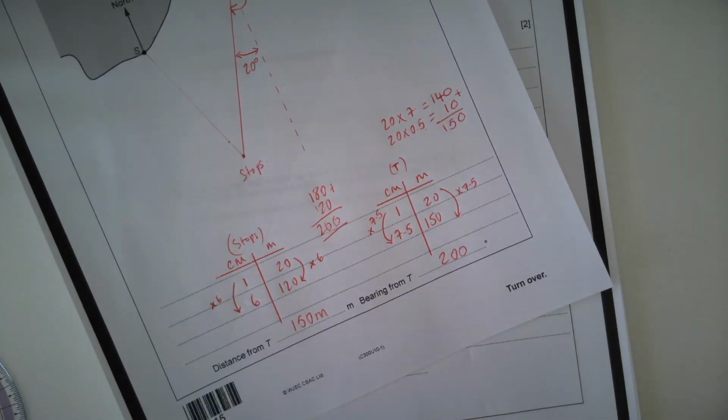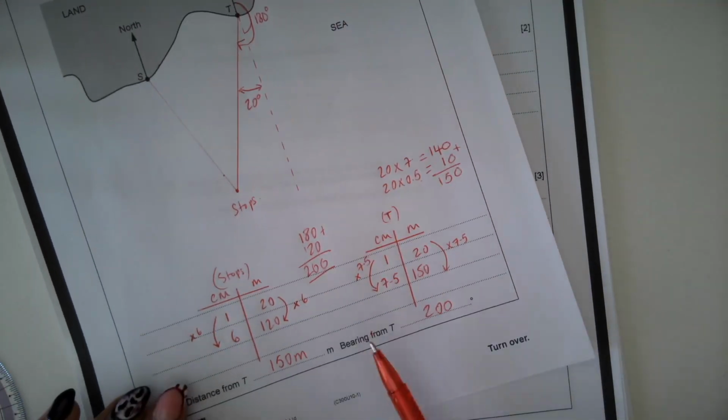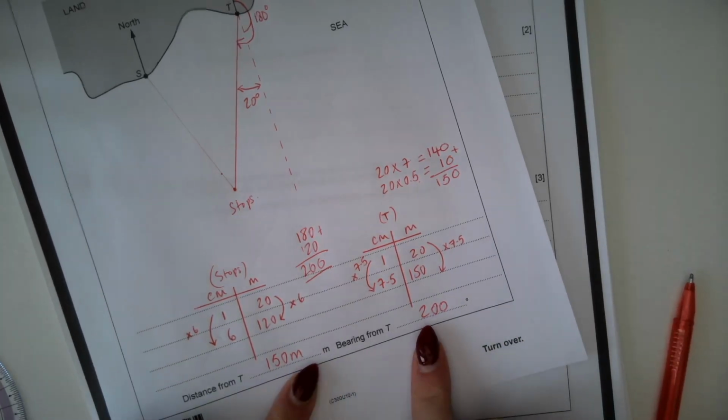Be wary with bearings, you have to give them as 3 figures. So if that was less than 100, I would have to put a 0 in front to make sure it's 3 figures. But we're okay here with these two.